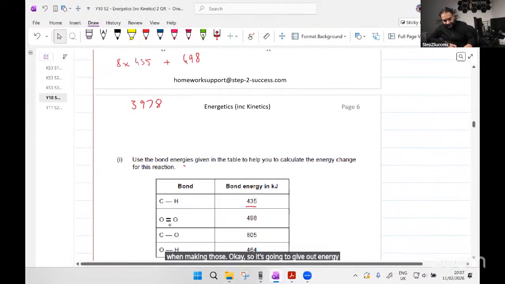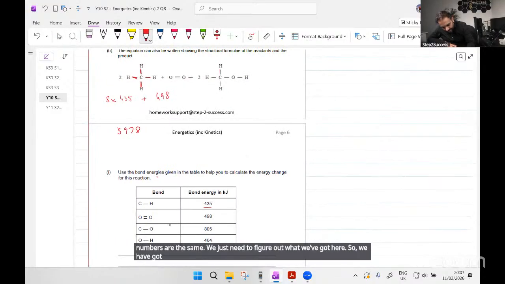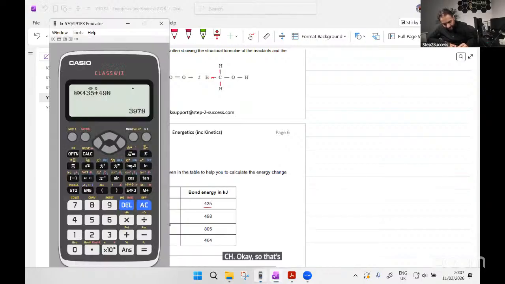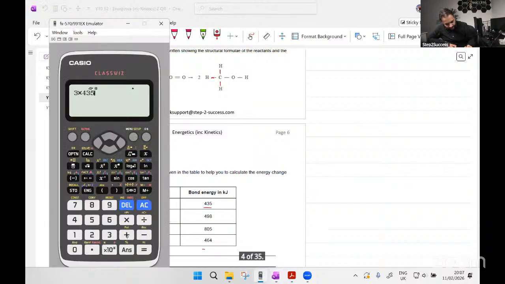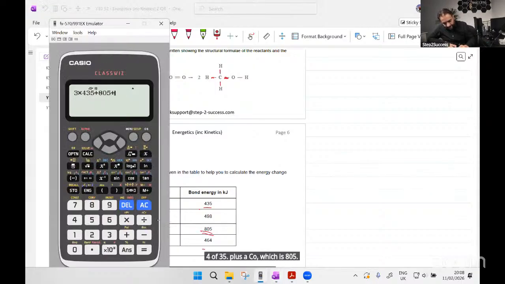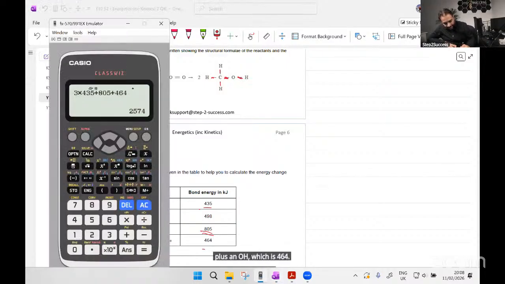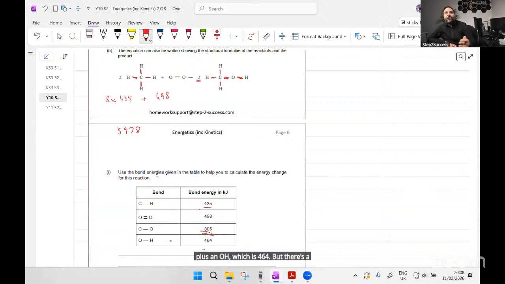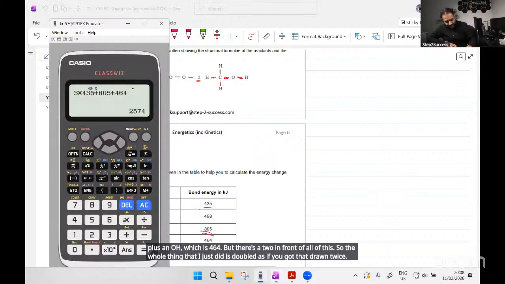And again, these numbers are the same. We just need to figure out what we've got here. So we have got CH, CH, CH. Okay, so that's three of those. So 3 times 435 plus a CO, which is 805, plus an OH, which is 464. But there's a 2 in front of all of this. So the whole thing that I just did is doubled, as if you got that drawn twice, times 2.